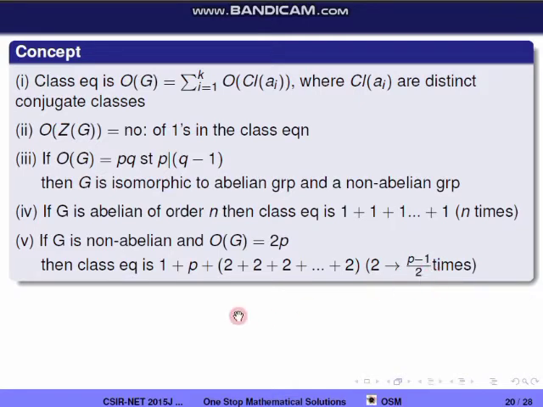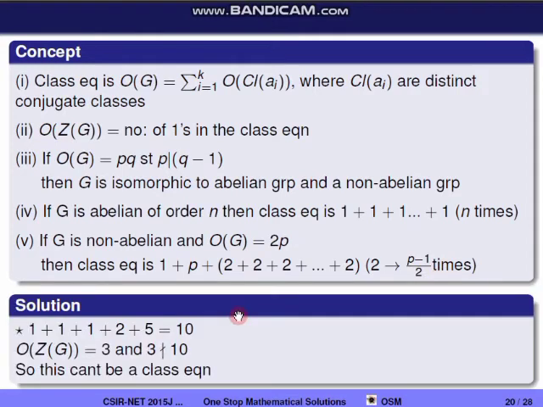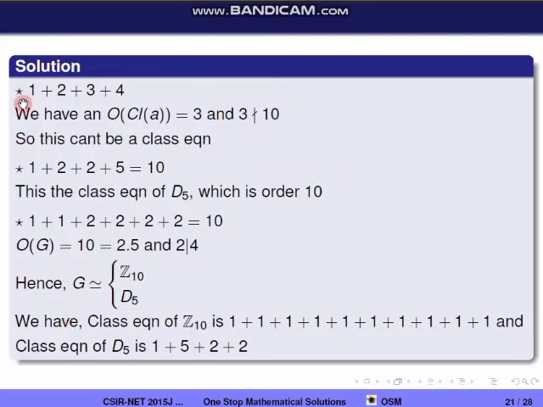So now we'll check the options one by one. So first class equation is this. So order of Z of G is the number of ones in the equation, so that is equal to 3, and we need order of Z of G to divide the order of G, but here 3 doesn't divide 10, so this can't be a class equation. So this is the correct option. Now next option, 1 plus 2 plus 3 plus 4 is equal to 10. So we have order of CL of a to be 3, and 3 doesn't divide 10, the order of G. So this can't be a class equation. So this option is also correct.